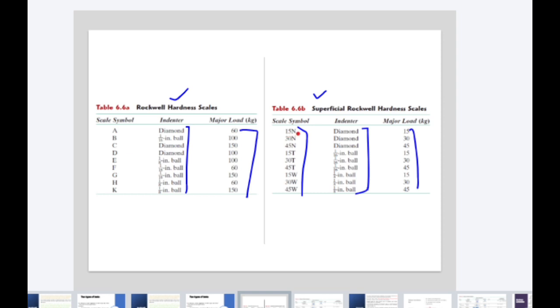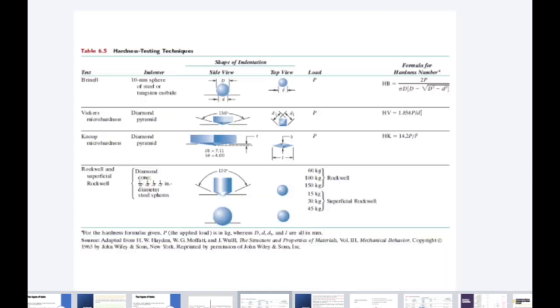This N is just for the scale. Don't compare that 15; N does not mean Newton. The load is in kilograms, 15 kilograms. Here we have the scales A, B, C, and here we just wrote 15N, 30N, 45N, the scale like this. So these are just the scales. These are the two types of tests: the Rockwell hardness and the superficial Rockwell hardness scale.